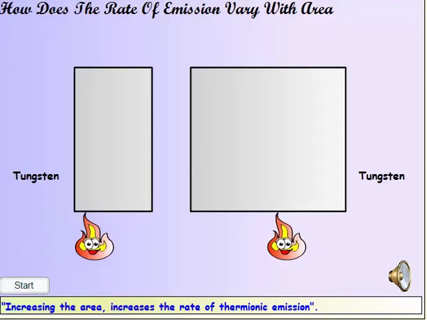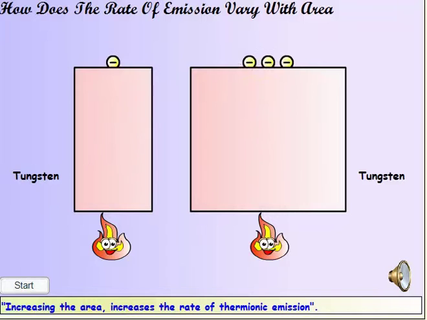Thermionic emission increases with a larger surface area. With more surface area, there are obviously more electrons which will be emitted.